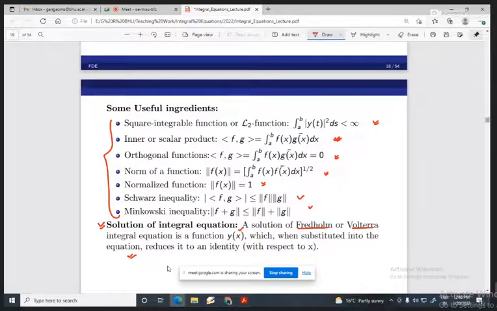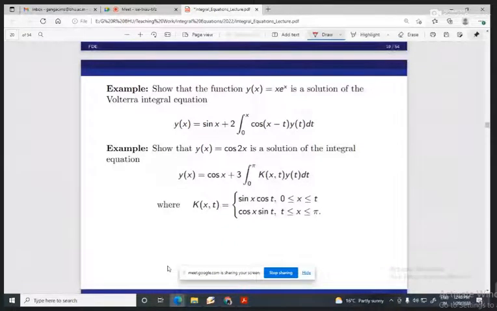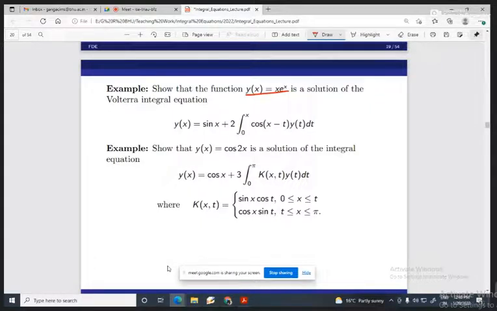Here are examples: y equal to x e to the power x is a solution of a Volterra integral equation.